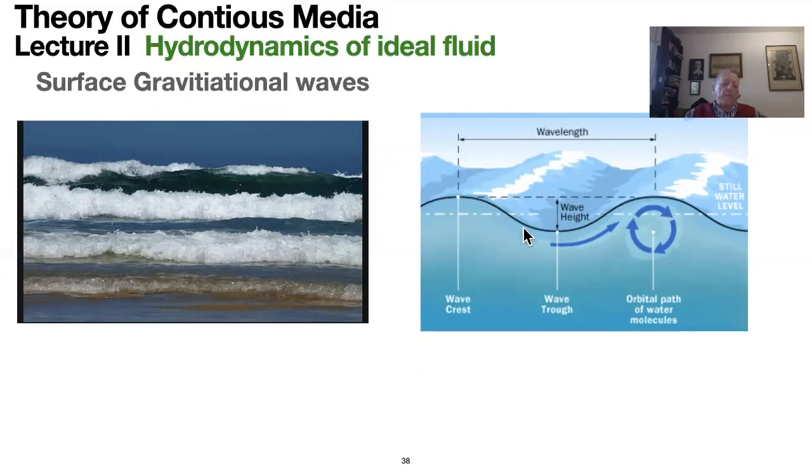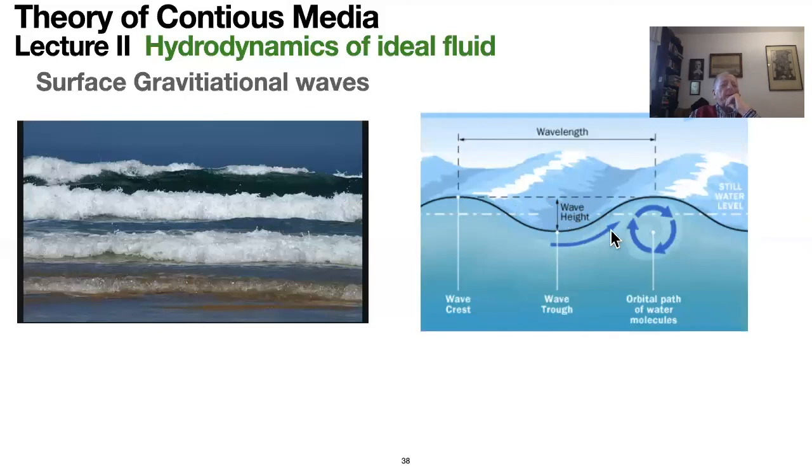So that's the level of the water when there is no wave. Then this is the amplitude of the wave, and this is the wavelength of the wave. And this is what happens to the liquid particles, they move around. This is a crest of the wave, and this is the trough of the wave. And what we will do next week, we will solve the problem of how to describe this kind of motion.